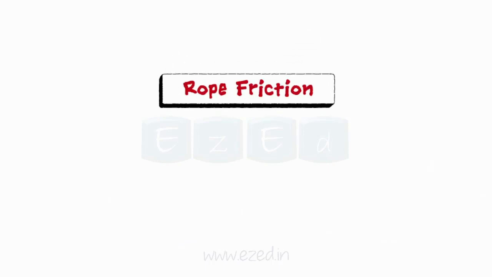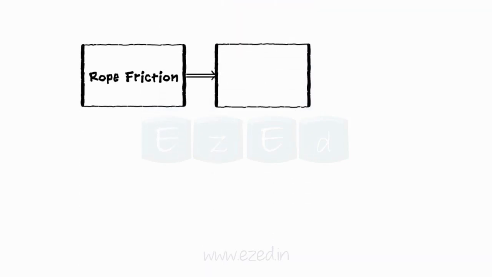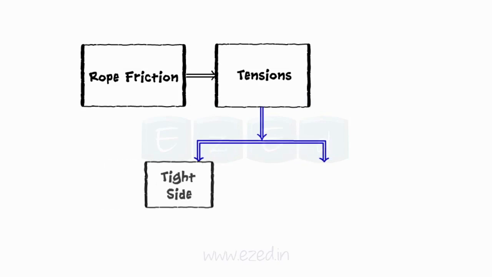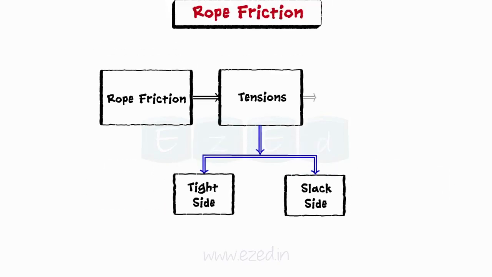Now, we will learn to solve problems on rope friction. The following problems will be helpful to understand the idea behind rope friction, the way we find the tensions on the tight side and slack side, and finally calculate the unknowns. Consider the following problem.